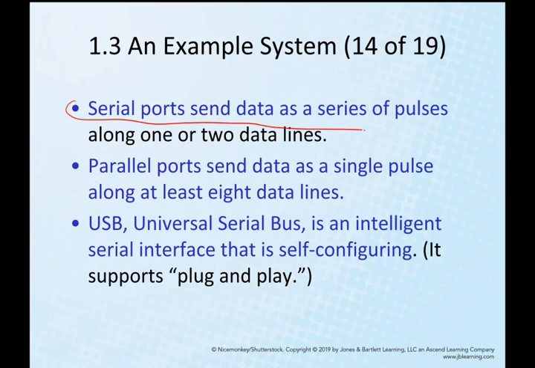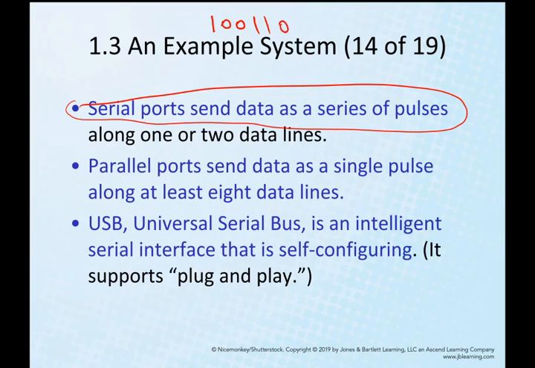We know that the serial port sends the data as a series of pulses. So if we have this information, let's say 1 byte of information, if we want to send this data to a serial port, we need to first send one, then send 0, then 0, then 1, 1, 0, 0, 1. So all this data moves one by one. They are not able to move together.